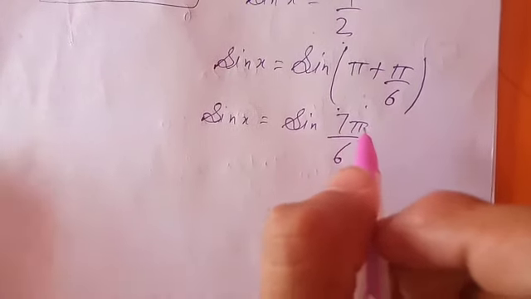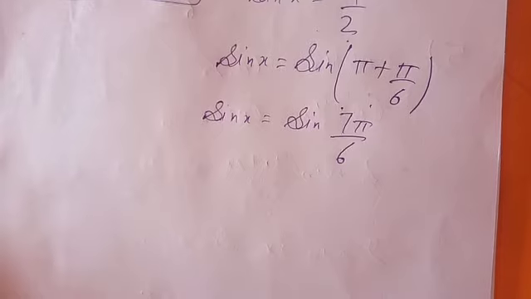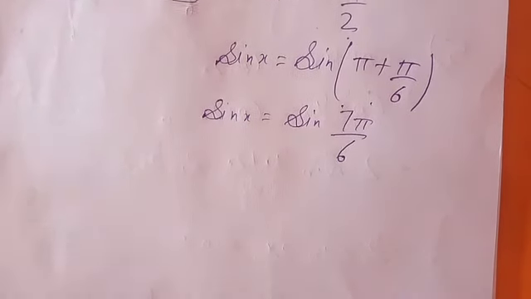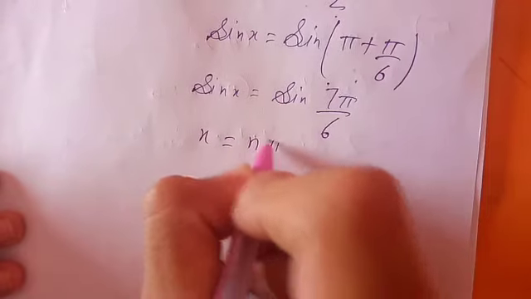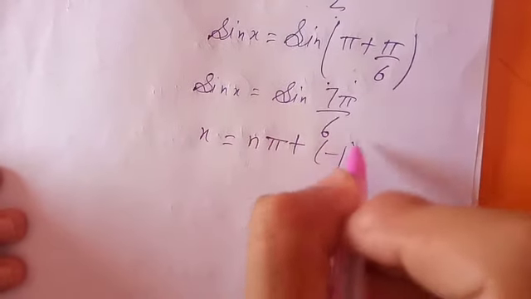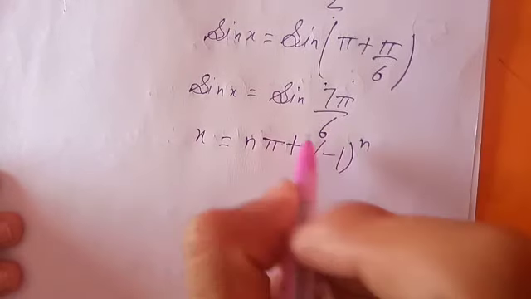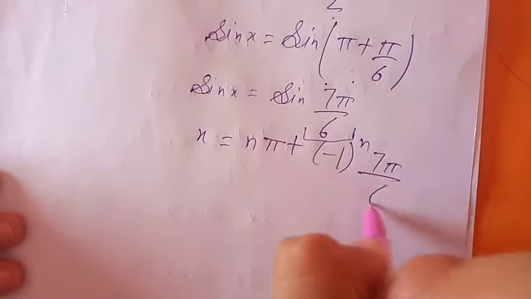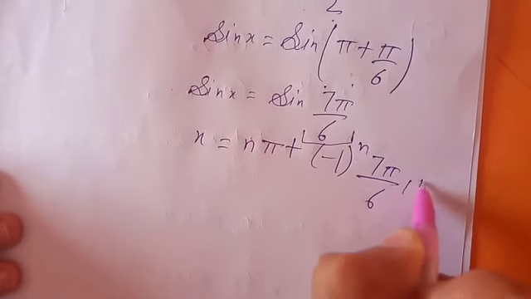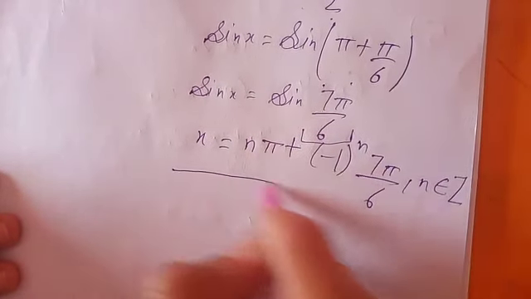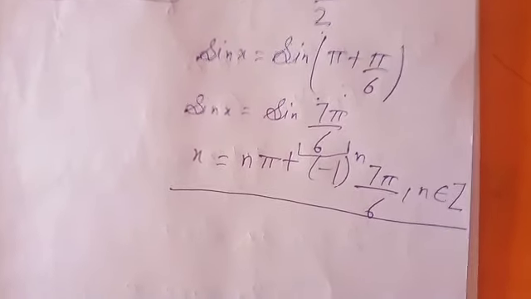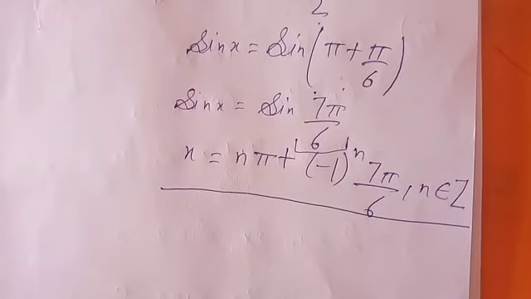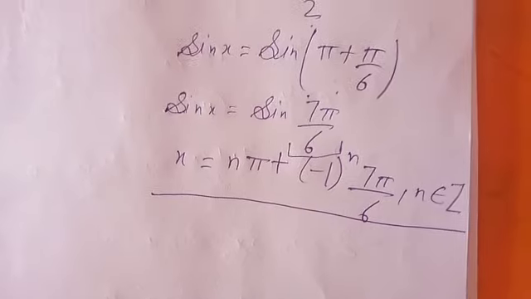And whenever in case of sin, sin x becomes equal to sin y, the general solution for the equation becomes x equal to n pi plus minus 1 raised to power n into y, and our y is here pi by 6, and in this case also n belongs to integers. So it is another general solution for our equation. Okay, I hope you have understood.